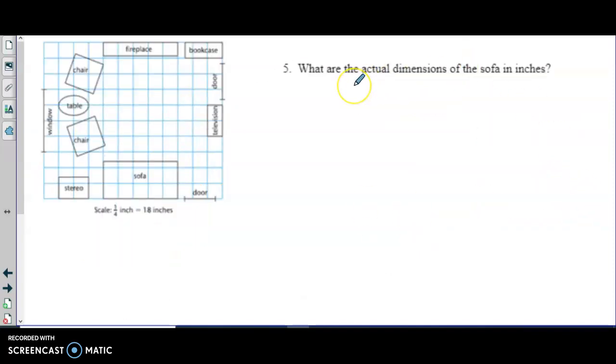All right, this one says, what are the actual dimensions of the sofa in inches? All right, so again, we're going to take our picture and we're going to count what it is in the graph in this picture. So this is 1, 2, 3, 4, 5 units long this way. And it's 1, 2, and I don't know, maybe a half units that way. And so in our picture, the whole sofa is 5 times 2.5.